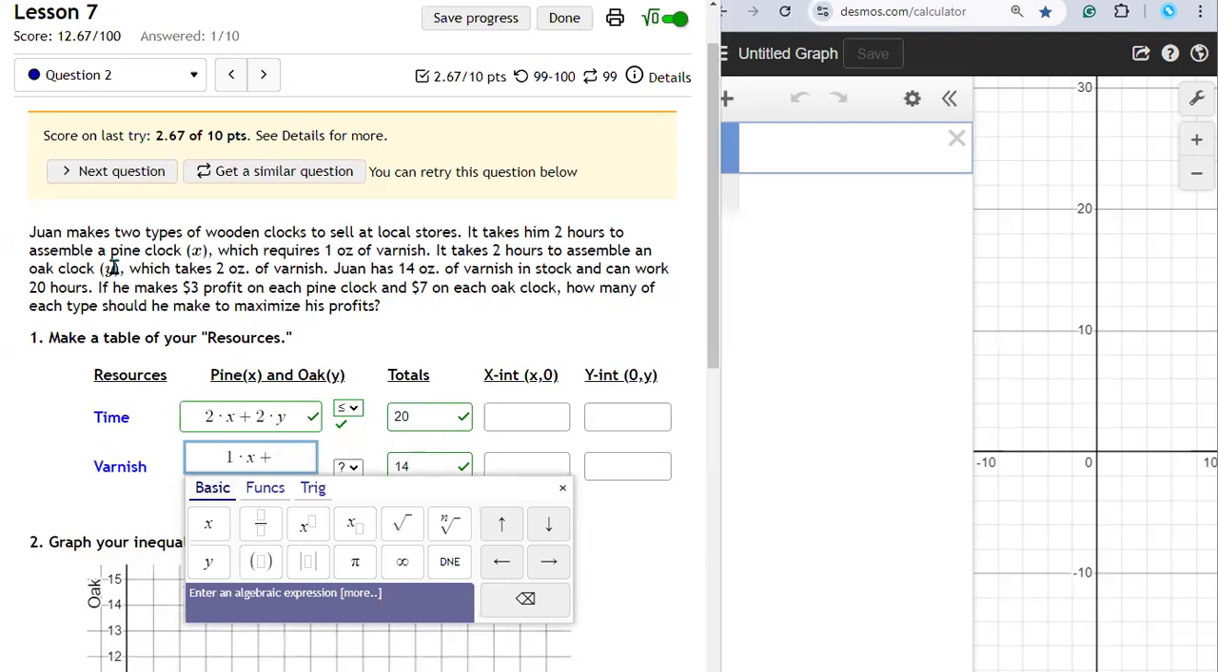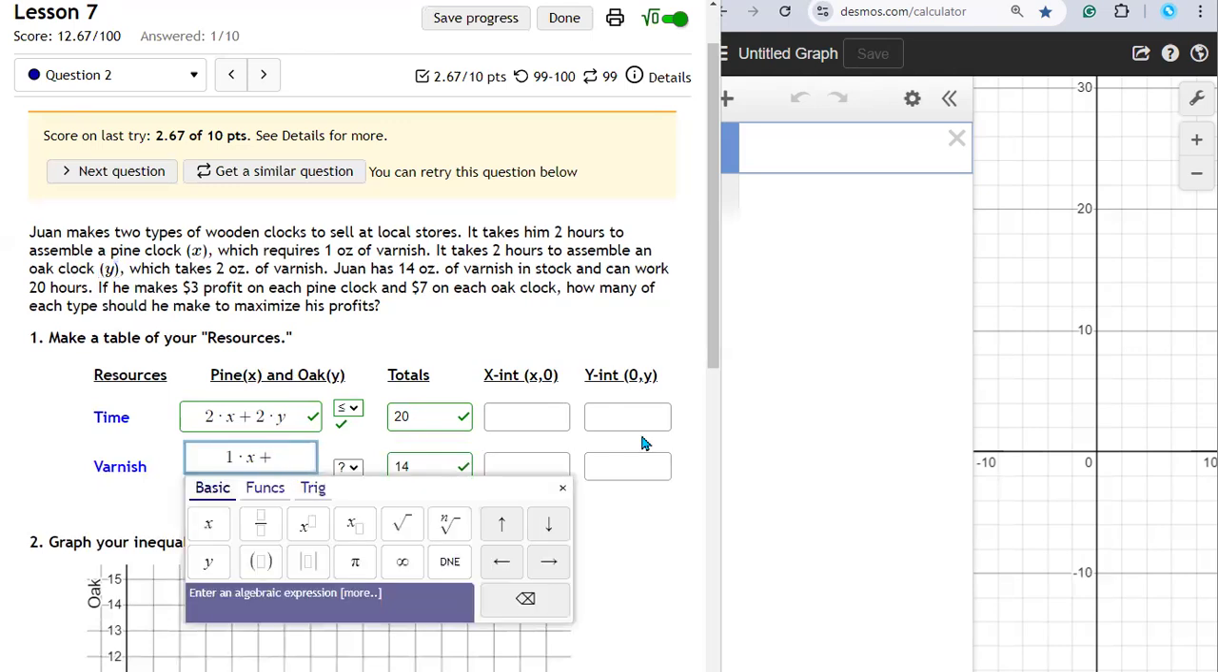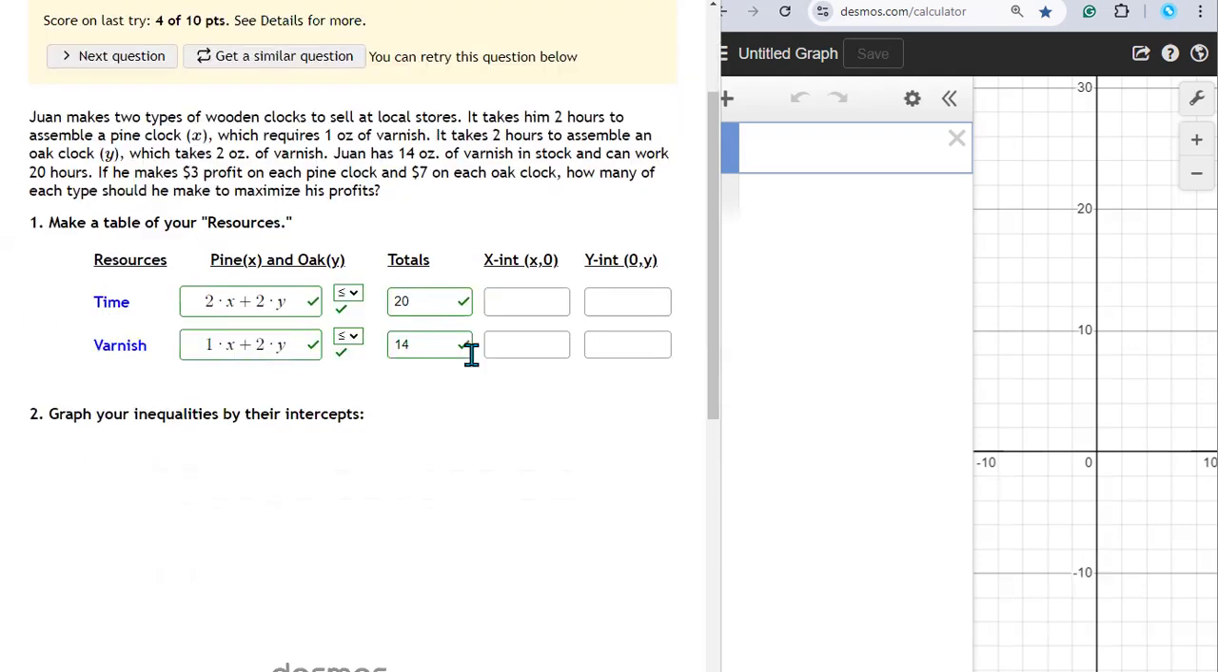For the oak clock, he needs 2 ounces of varnish for each oak clock. So if he makes 1 oak clock, that's 2 ounces of varnish. 2 oak clocks, that's 4 ounces of varnish. 3 oak clocks, that's 6 ounces of varnish. Y oak clocks, that's Y times 2 ounces of varnish. So 2 times Y. And then again, he has at most 14 ounces of varnish, so he can use up to and including 14 ounces.